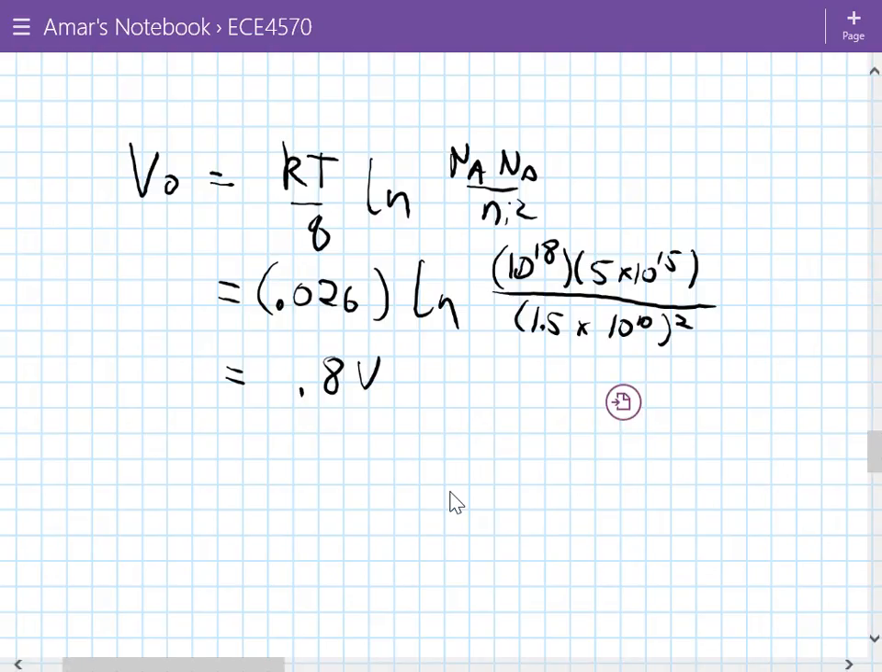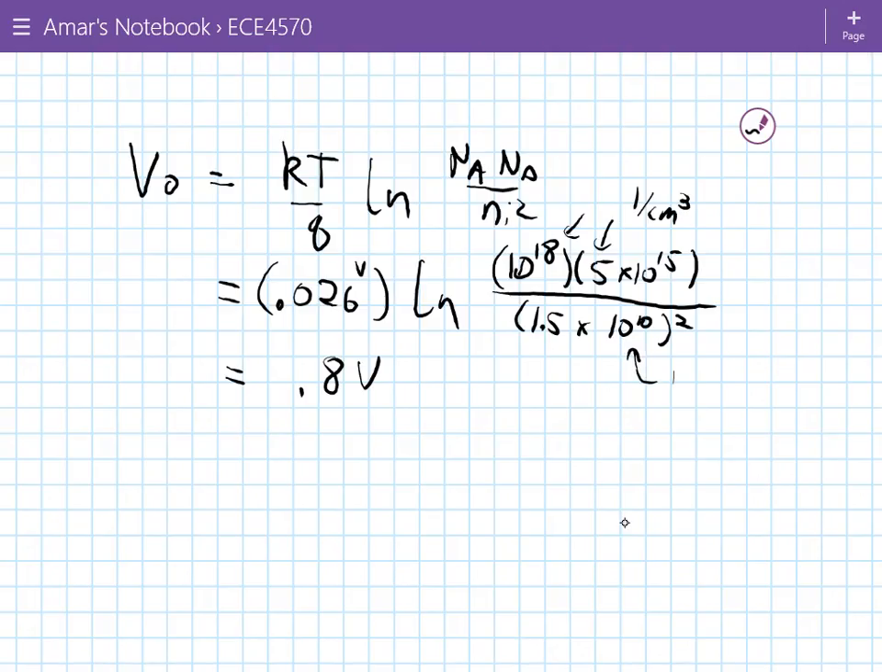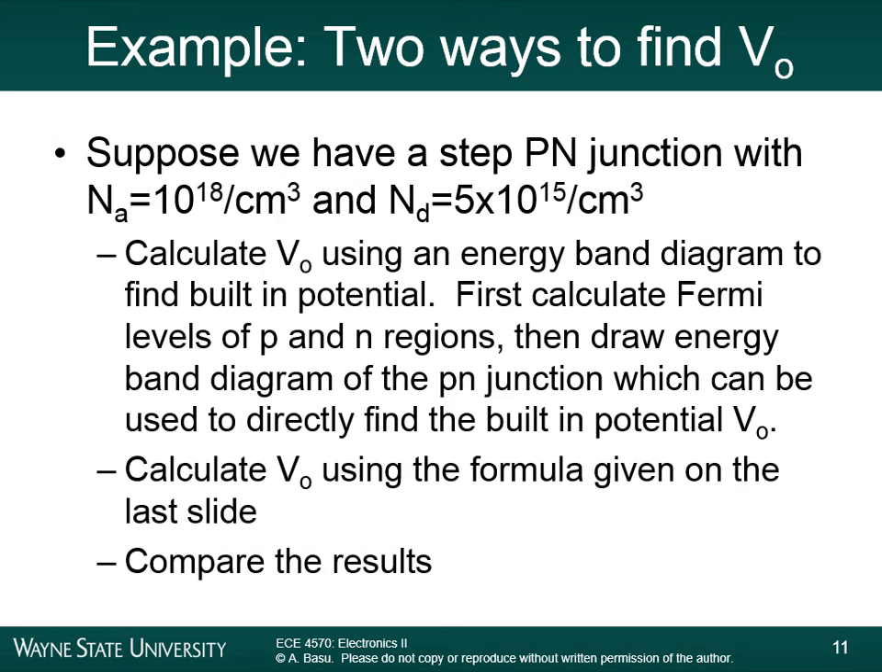Okay, a couple of things I want to point out. 0.026, this kT over q is equal to 0.026 volts, so the units for this is volts. The units here and here is 1 over centimeter cubed, right? So the units do cancel out, and you're left with the volts as the final unit. All right, so regardless of whichever way you calculate it, the built-in potential should be 0.8 volts.